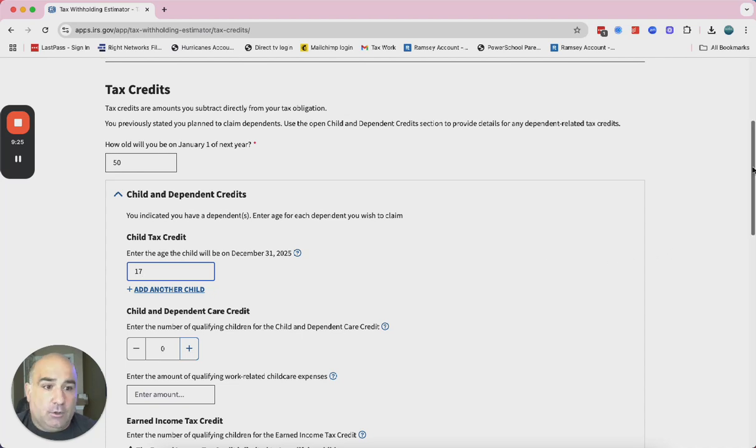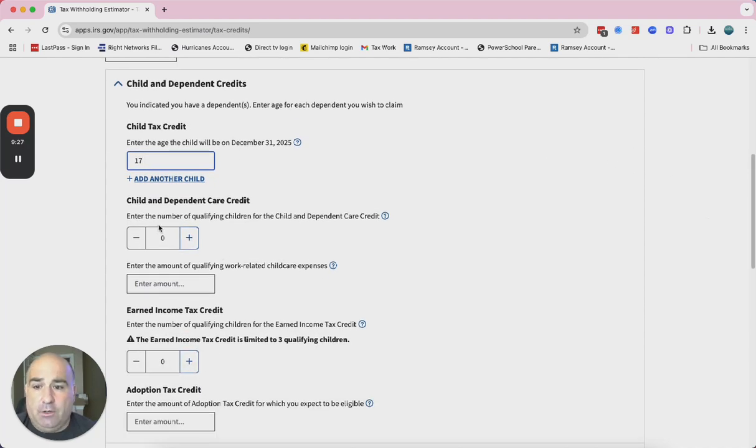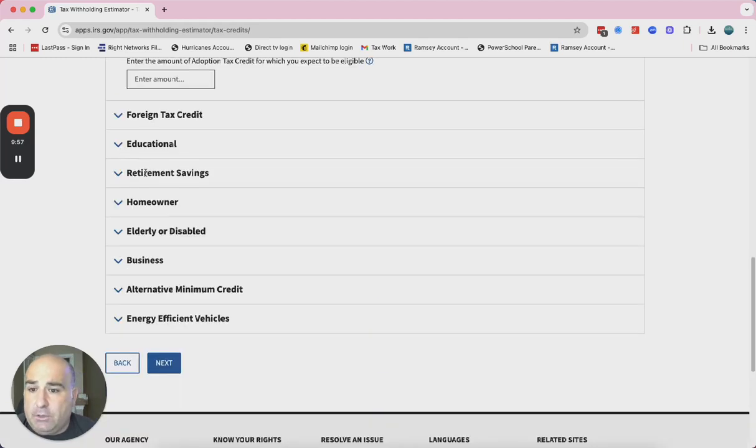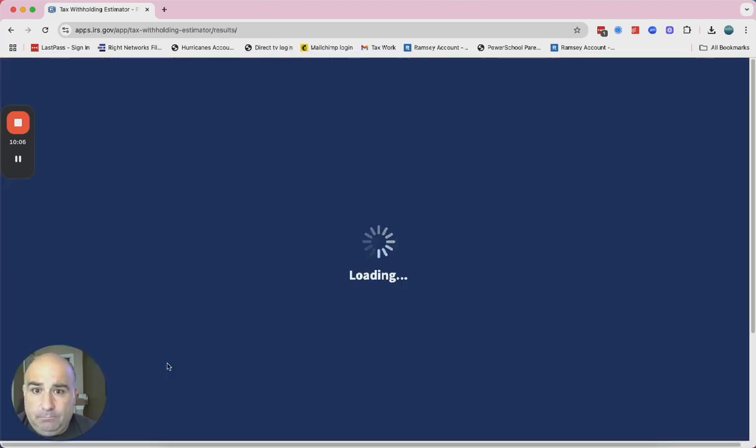And then for people that have children under the age of 13, you would want to enter the number of those. So say my one was not 17 but 13, and then what you would do is enter the amount of qualifying work-related child care. So basically, I would just pull the amount that you had paid the prior year for child care expenses, and it will compute that. A lot of these are real specific, so if you have any questions, let me know. So moving on.